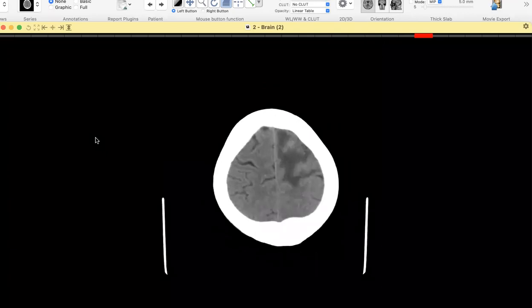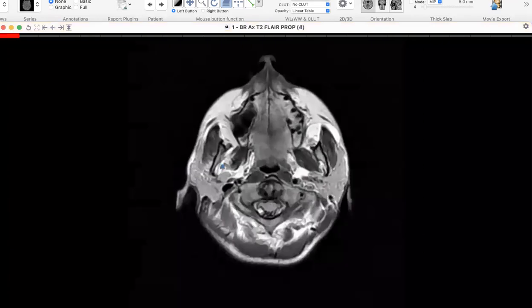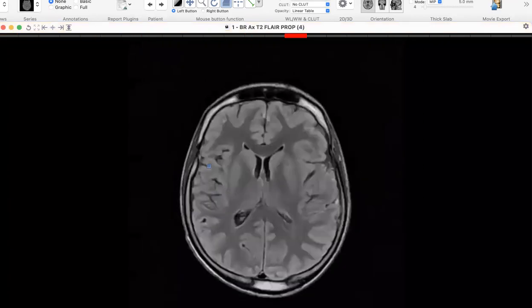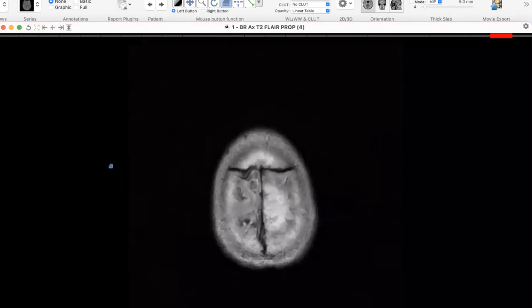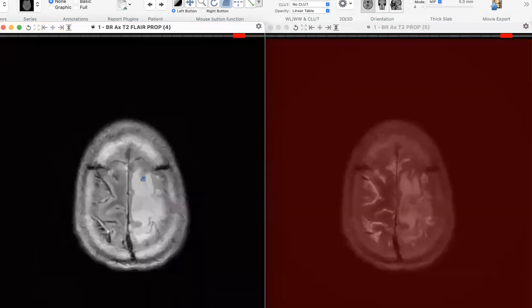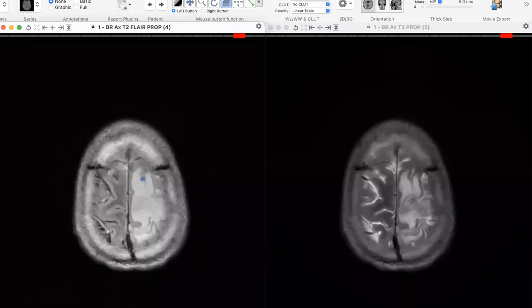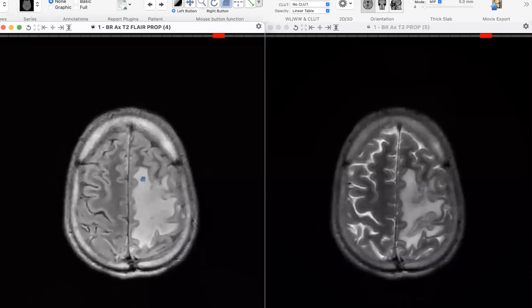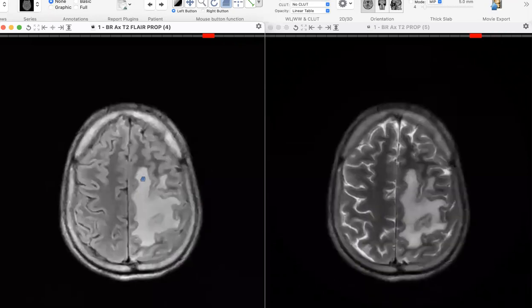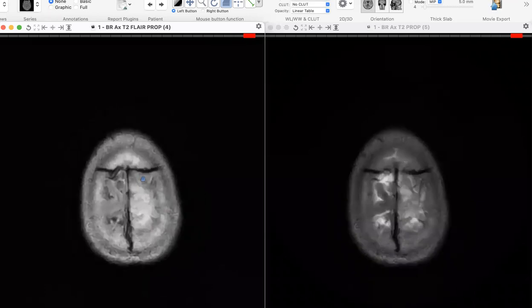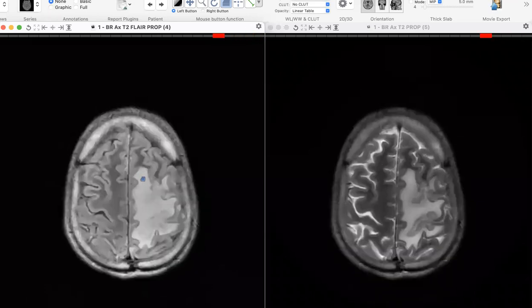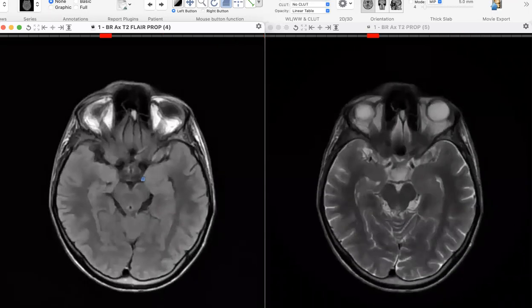Which MRI sequence would you like to see? Let's start with this one. This is FLAIR MRI revealing significant vasogenic edema involving the high frontoparietal region. Also, there is no obvious mass lesion detected within these FLAIR and T2 weighted sequences. So I would like to see T1 post contrast.